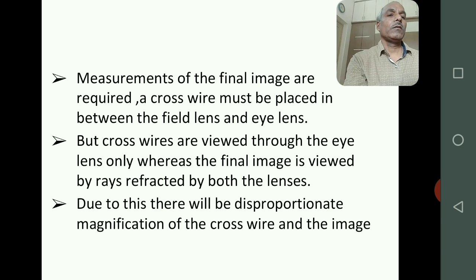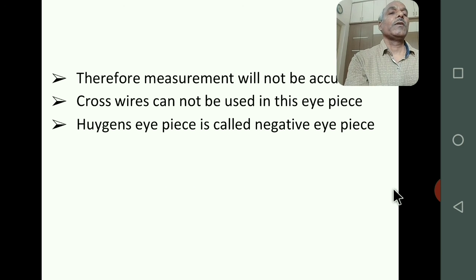But the crosswires are viewed through the eye lens only, whereas the final image is viewed by rays refracted by both the lenses. Due to this, there will be a disproportionate magnification of crosswire and image. Therefore, the measurements will not be accurate. Hence, the crosswires cannot be used in this eyepiece.